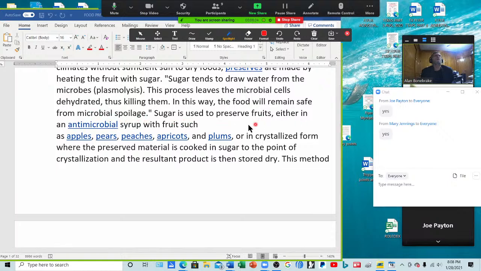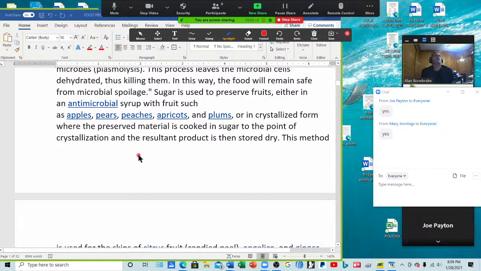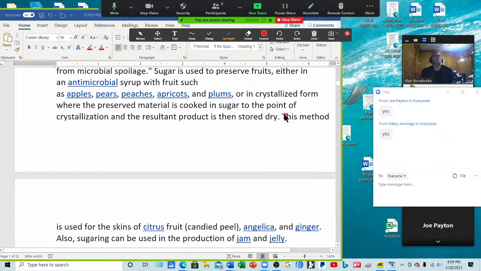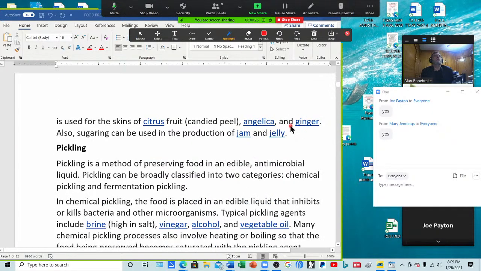Sugar is used to preserve fruits either in an antimicrobial syrup with fruits such as apples, pears, peaches, apricots, plums, or in crystallized form where the preserved material is cooked in sugar to the point of crystallization and the resultant product is then stored dry. This method is used for the skins of citrus fruit or candied peel, angelica, ginger. Sugaring can also be used in the production of jam and jelly.